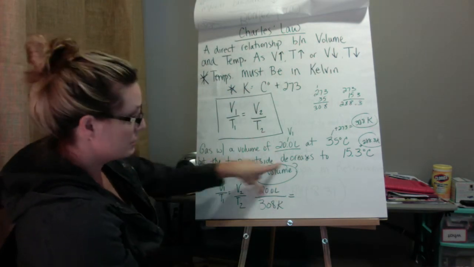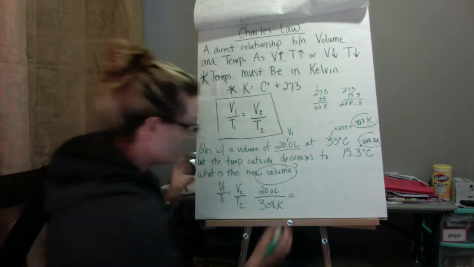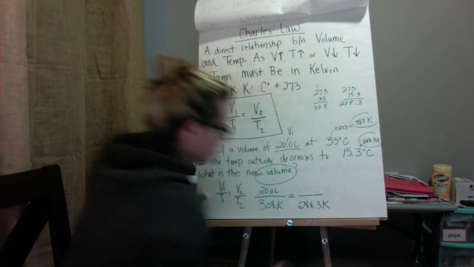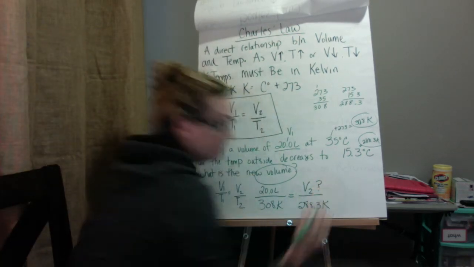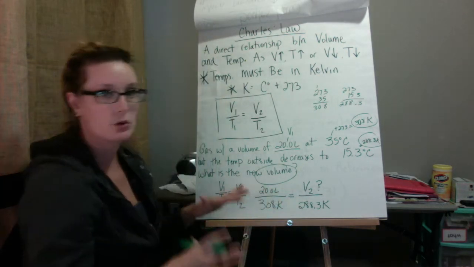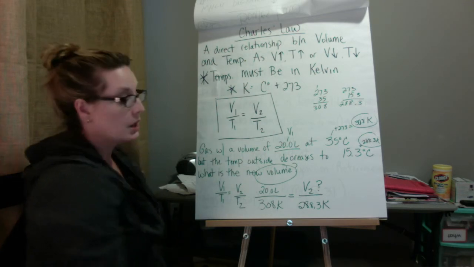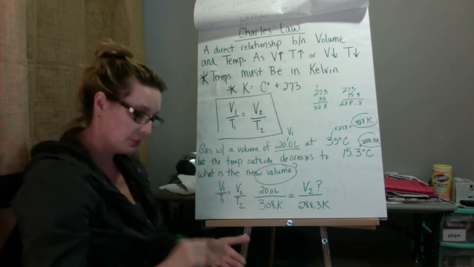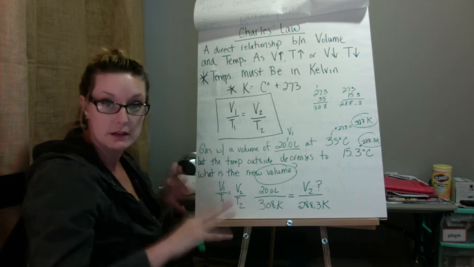My new temperature tells me my temperature decreased to 288.3. What is the new volume? So this is obviously what I'm looking for. So I'm going to take you back to like 5th, 6th, 7th grade, where you learn to cross multiply. I'm going to write it out for you, but some of you can probably do that in your head and just plug it in your calculator, and that's fine. But I'm going to write down the math for those that struggle with math.